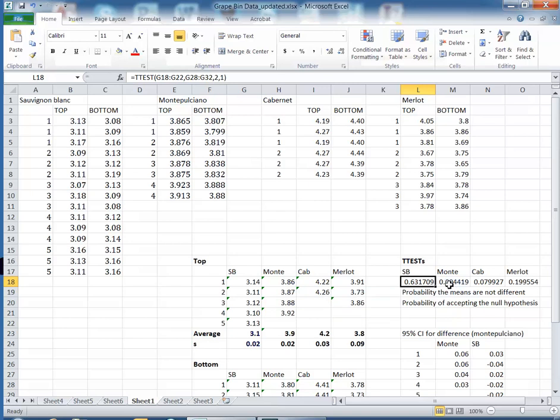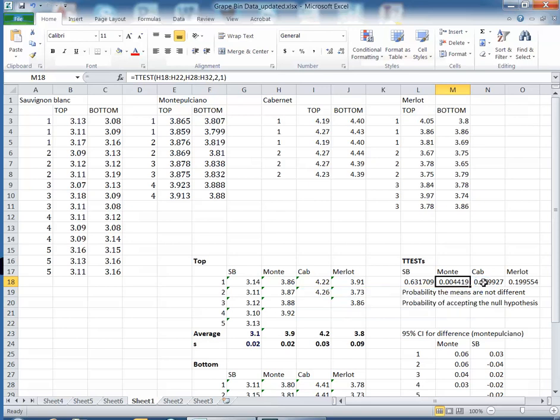On the other hand, Montepulciano, the p-value is less than 0.05. So we are 95% confident that they are significantly different. In fact, we're even more confident than that. We're less than 0.01 or 1%. There's 1% probability that those means are actually the same, or we're greater than 99% confident that they're different.